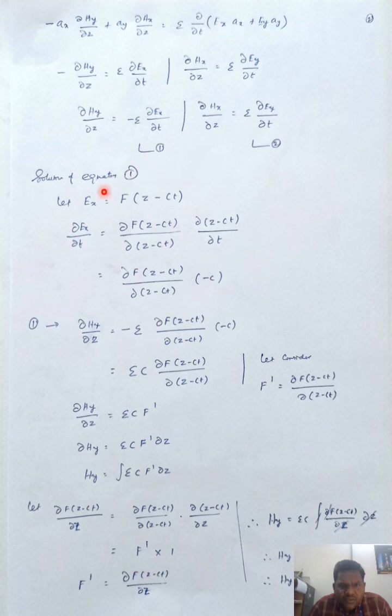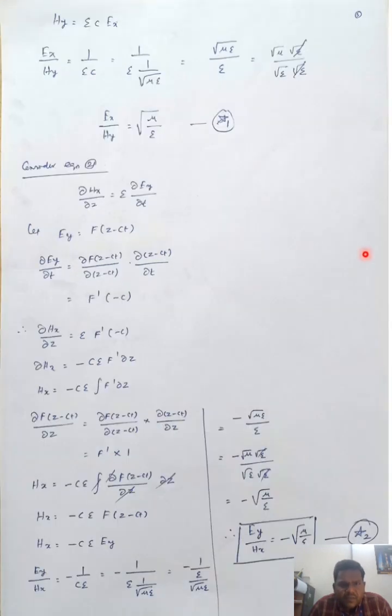Considered solution or assumed solution. So we are replacing this f of z minus ct as Ex here. We can go to the next page. I have rewritten the same here. Hy is equal to epsilon c Ex.